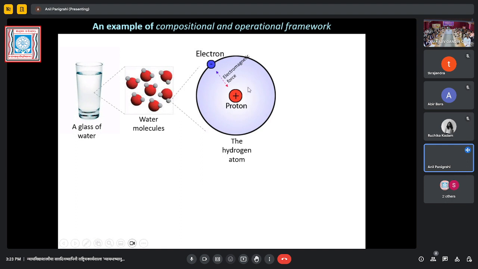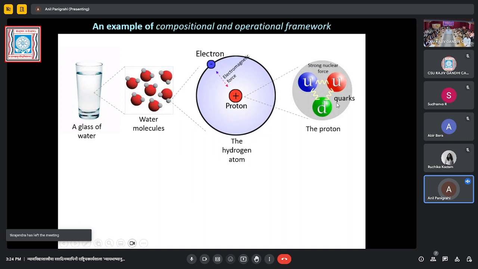There is a nucleus composed of only a proton and one electron. And the electromagnetic force ensures that the electron is captured around the proton. If we look into the proton, it is made up of three fundamental particles called quarks, or elementary particles. And how the quarks stay together and interact with each other is made possible by the strong nuclear force and also the weak nuclear force.